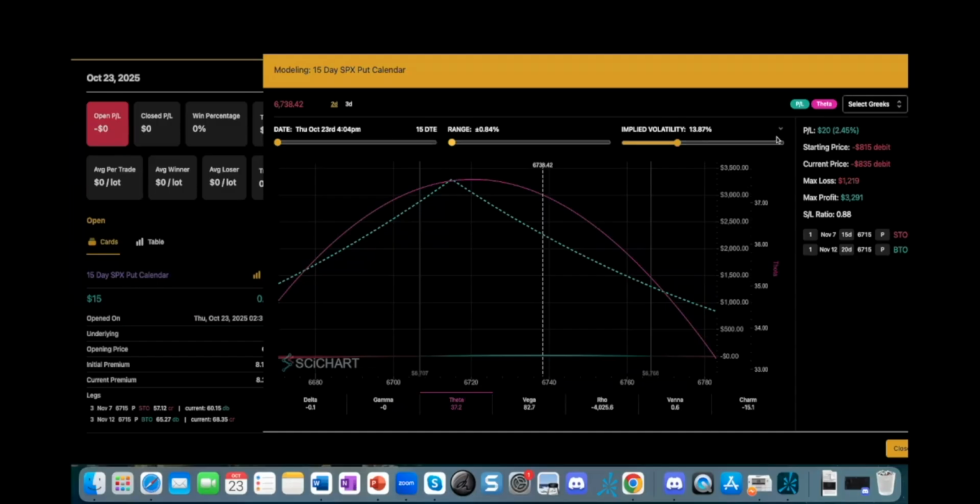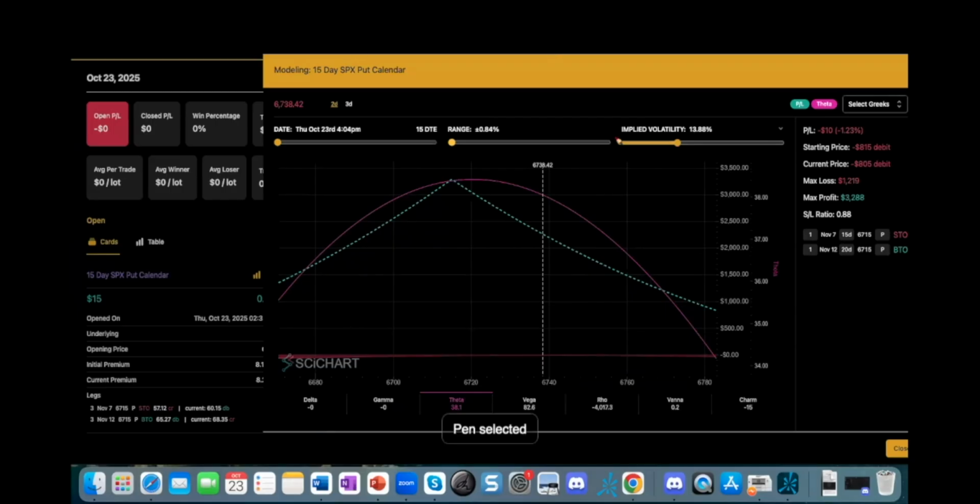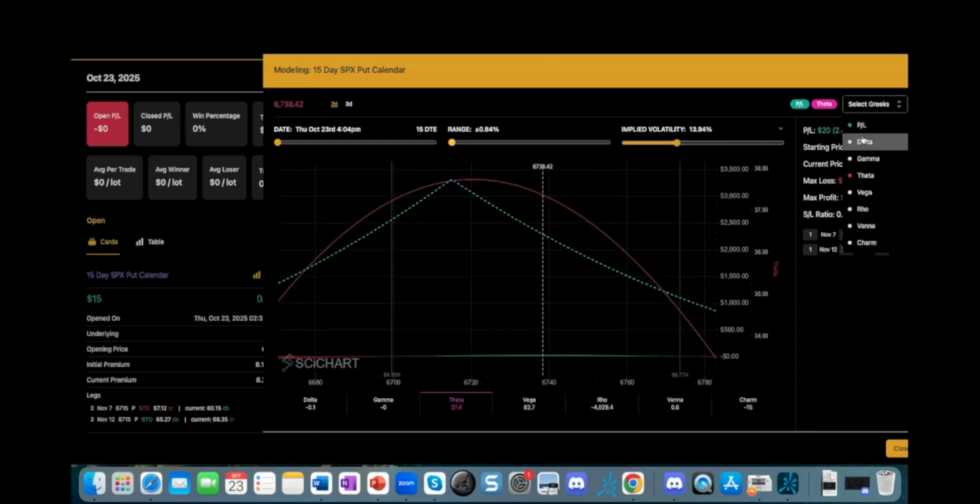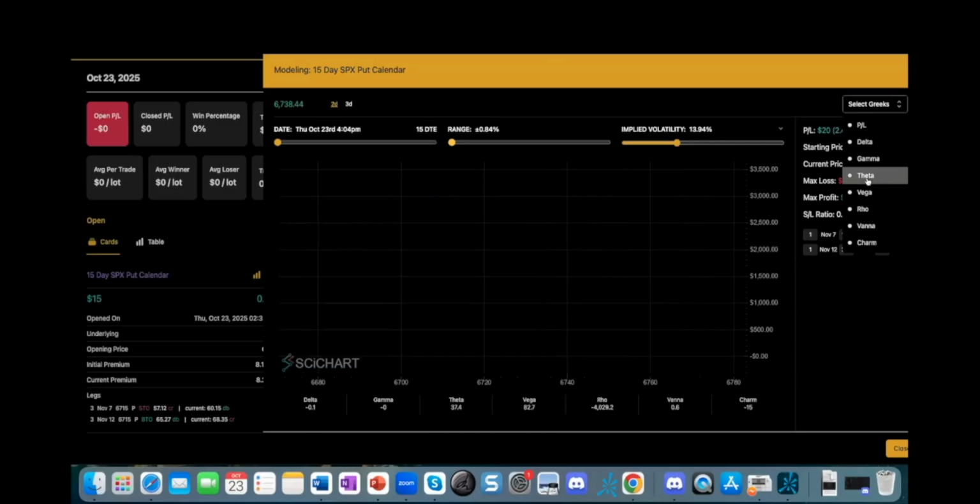Now, let's look at implied volatility. If you look at a trade like this, here's the Greeks. Well, let me just show you here. So we'll just go back to P&L.